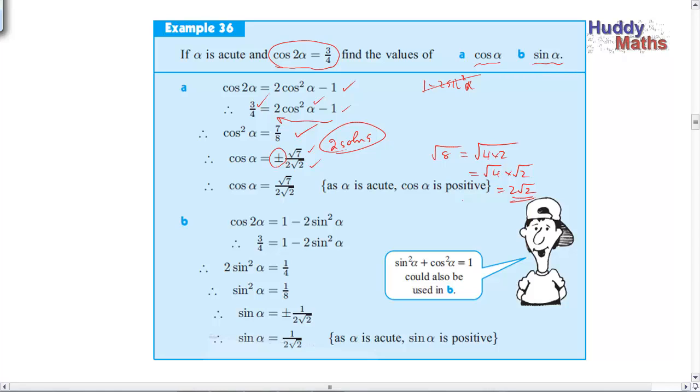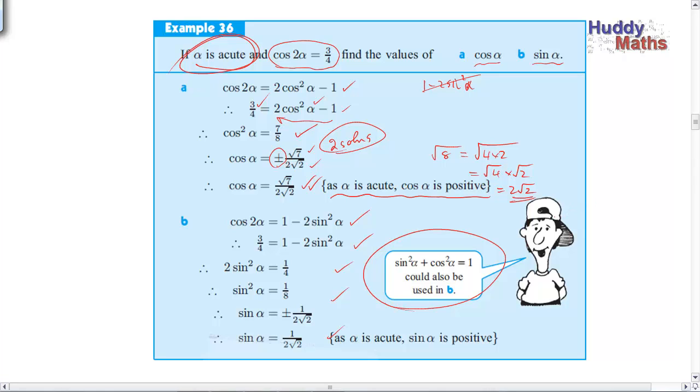Okay, so now it says up the top here, alpha's acute. So therefore it's in the first quadrant, so cos alpha is this positive one only. Okay, and we've just done it. Now we've got to find sine alpha. Now we could find sine alpha by using cos squared plus sine squared equals 1, as we did before, or you could go back and do it with the same formula. Just remember here that there are 3 forms for cos 2 alpha. So here, what they've got here is just what I said. Sine squared plus cos squared is 1 could also be used here.